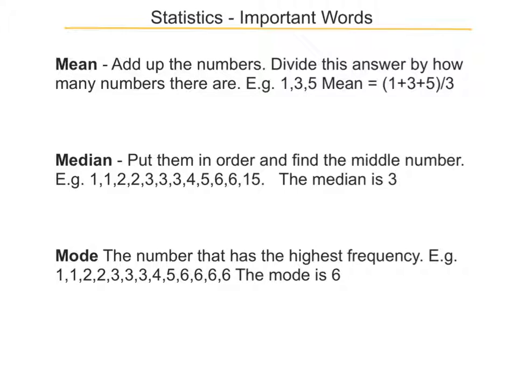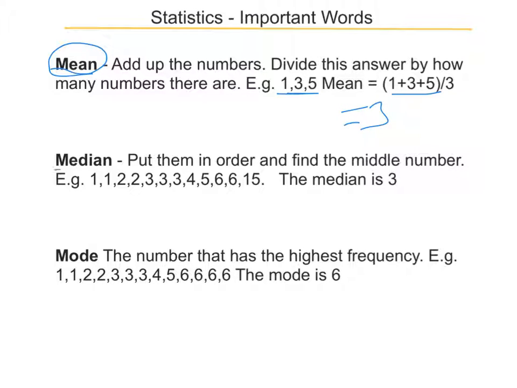When we look at our data, we often look for a number that represents the lot. So we call those averages. So here are 3 sorts of averages. The mean, which people often call the average, is when you add up the numbers, divide this answer by how many numbers there are, and that gives you your average, or your mean. The mean of these 3 numbers, 1, 3, 5, would be worked out by going 1 plus 3 plus 5, dividing by 3, and you would get 3.